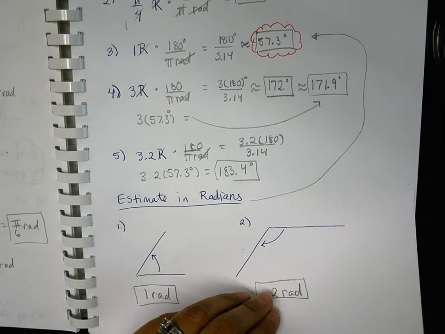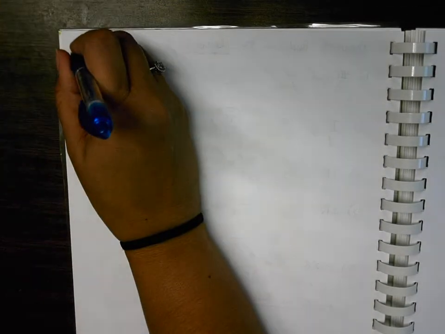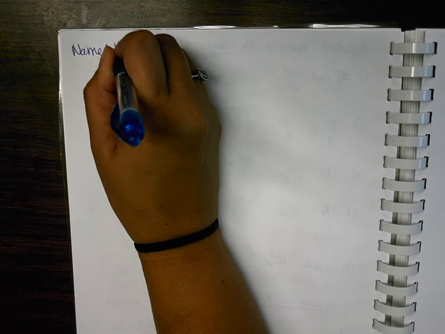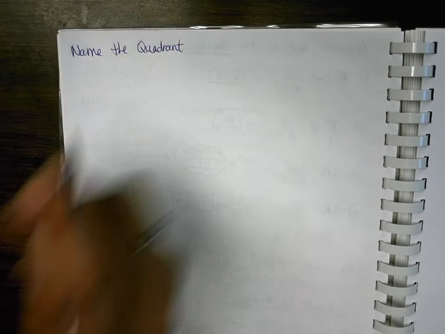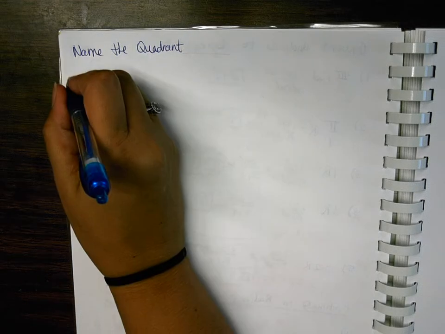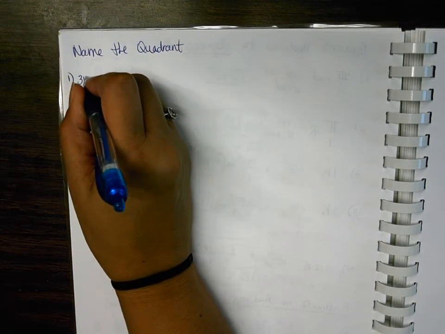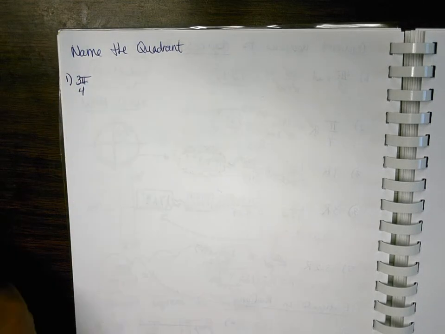Okay, this next piece we're going to do is really important. Even if you think, oh, these are easy, I can do them in my head, it's really easy to at least attempt the way I'm about to show you, because we're going to be using this when we get to harder problems. Name the quadrant. Number 1, 3 pi over 4.